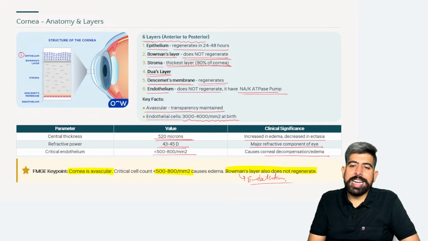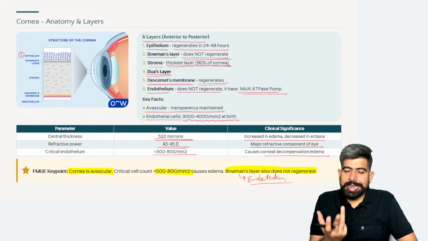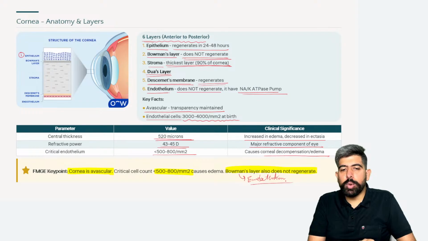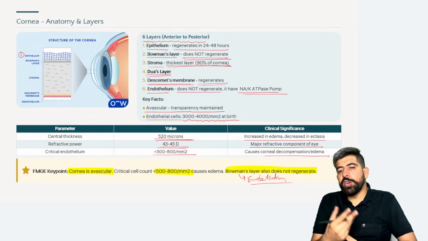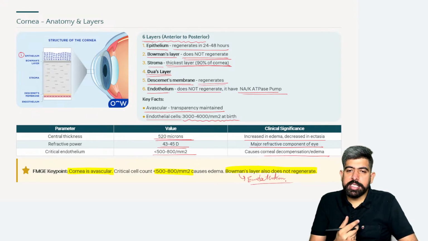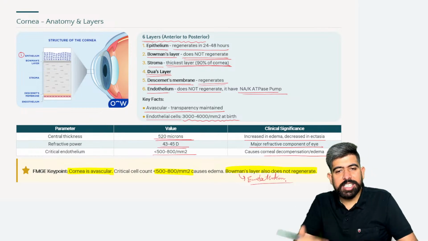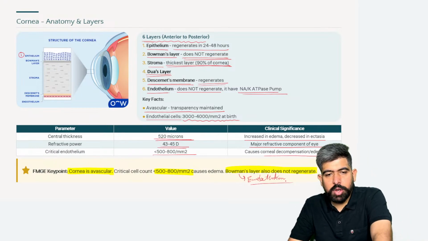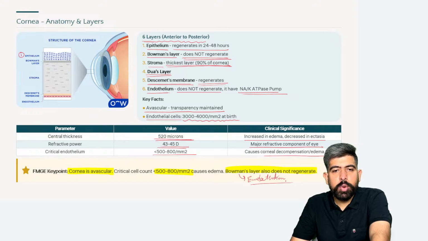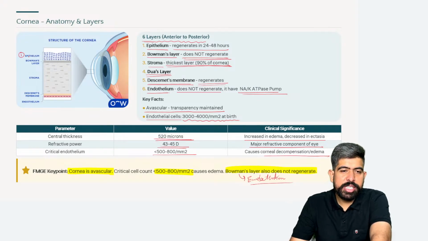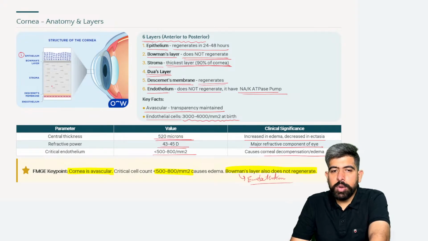Okay, so Bowman's layer and endothelium do not regenerate. After these layers, the endothelium cells will not regenerate, right? And if we talk about the layers, the Bowman's layer will not regenerate. Clear? Out of this, all the 6 layers you have to remember, the Duas layer is also added over there. If you're seeing the image, you should be seeing it at number 5.